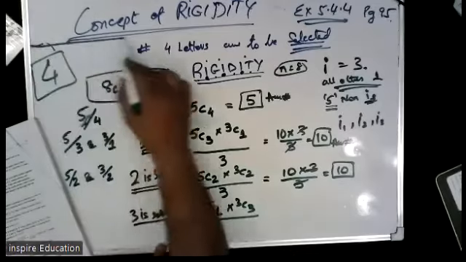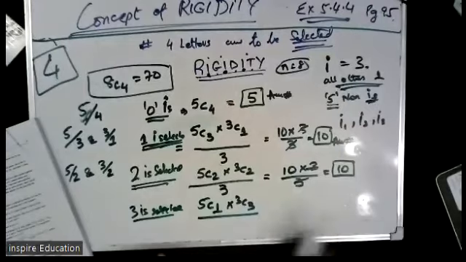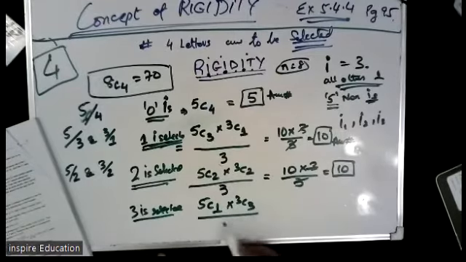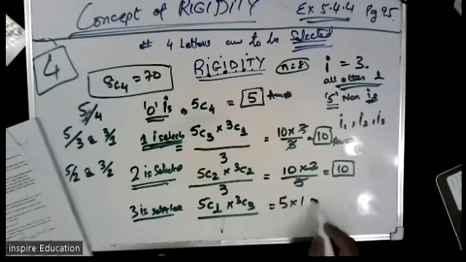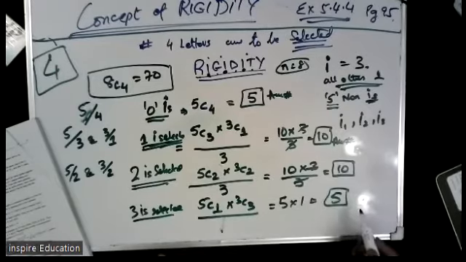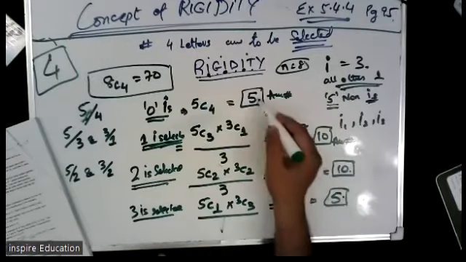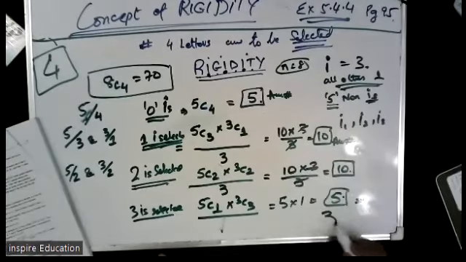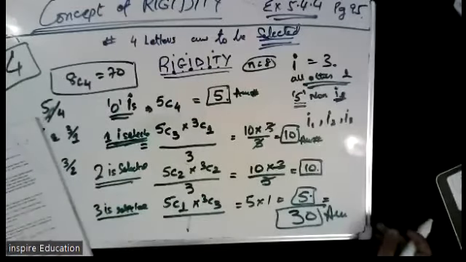The question starts from here. Out of 5 non-eyes, we select 1. And out of the 3 eyes, we select 3 of them. That's 1, so you can divide by 1, it's the same thing. And you end up with 5 into 1, that's equal to 5. You add them together. 10 plus 10 is 20. 20 plus 5 is 25. And 5 is 30. The last answer is 30 combinations.